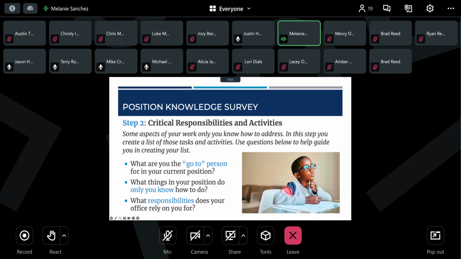You want to document that list, right? Your responses to these questions will form the basis of your list of critical responsibilities and activities. The list is not only a valuable resource for your current team, but also essential for, again, knowledge transfer and succession planning.